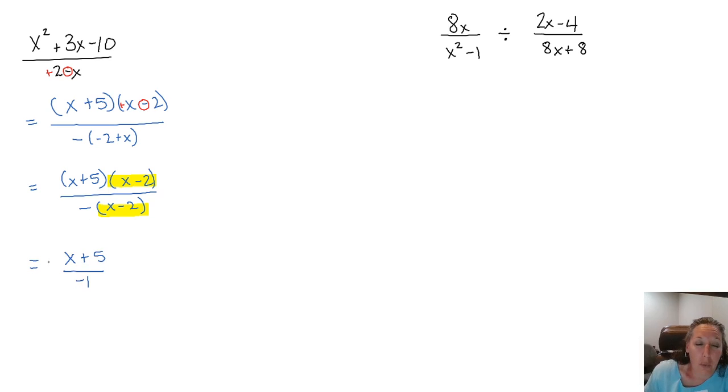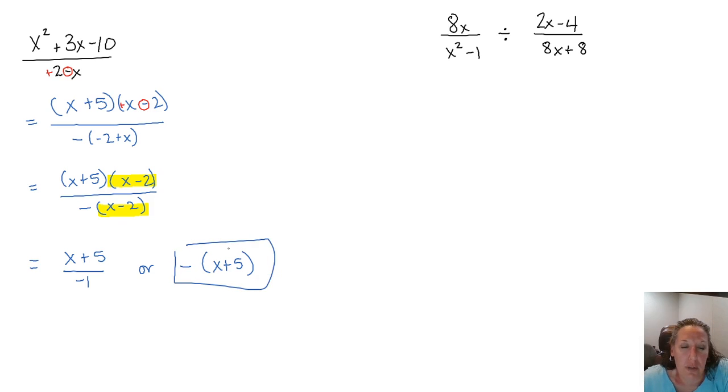Dividing by negative 1 or multiplying by negative, we can put that negative really wherever we want, so I'm going to go ahead and pull it out front and write that as negative 1 times the quantity x plus 5. And then make sure you have those parentheses there so you know that you'll have to distribute that negative.